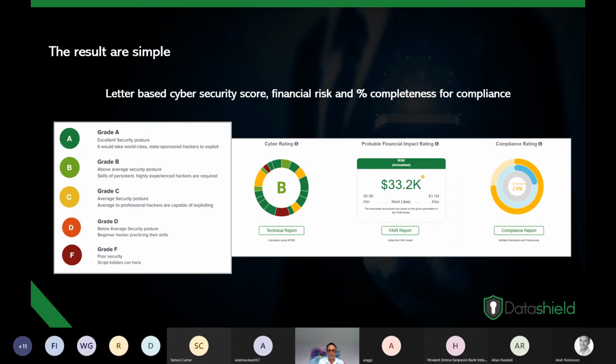What is my supplier's cyber rating? What is their financial impact to me if they are breached? And what is the compliance rating of that organization? How compliant are they against the 14 different frameworks that we support out of the box?